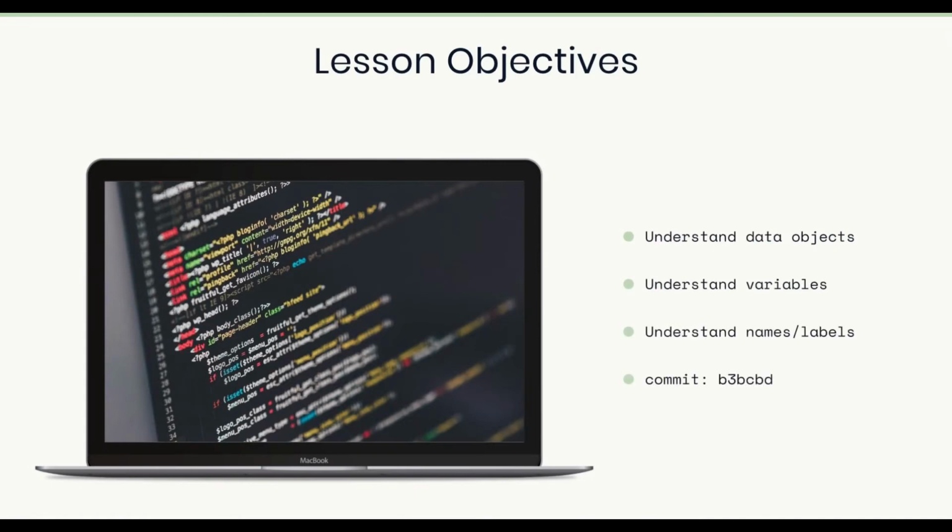The lesson objectives for this video include understanding data objects, understanding variables, understanding names and labels, and then of course we have our commit location. That commit location is going to allow us to pull the resources related to this lesson, and we'll do that when we move into the lab environment. And within this commit, there's going to be questions and answer worksheets as well as a cheat sheet, just like there was in the previous lesson.